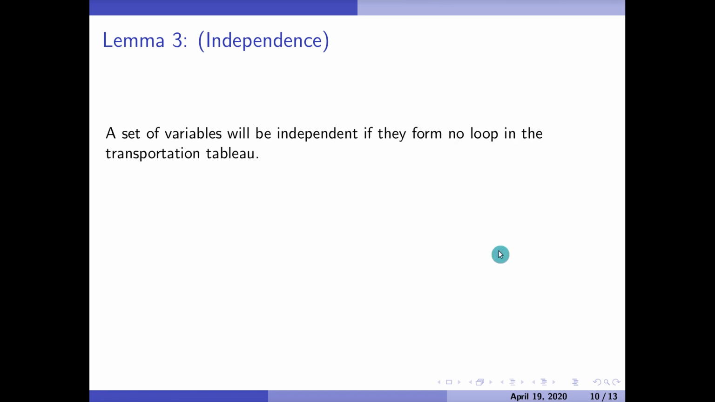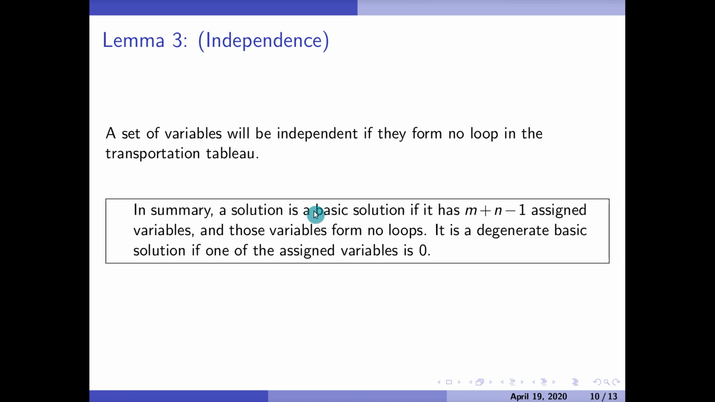A set of variables is going to be independent if they form no loop in the transportation tableau. This is kind of an odd thing because we talked about loops before, and it turns out that if you have a loop in your variables, there is a linear dependence among them. So when you're checking your variables to see if they're linearly independent, you want to make sure you have no loops. Okay, so that's my summary now. A solution is a basic solution if it has M plus N minus 1 assigned variables, and those variables form no loops. It is degenerate if one of those assigned variables is 0.